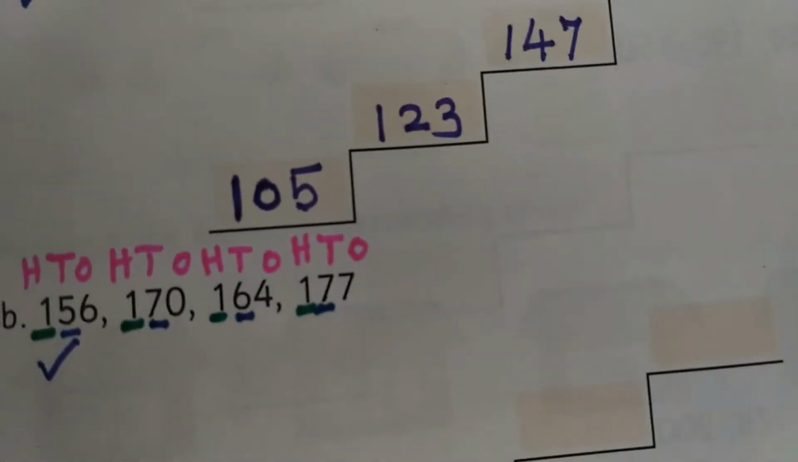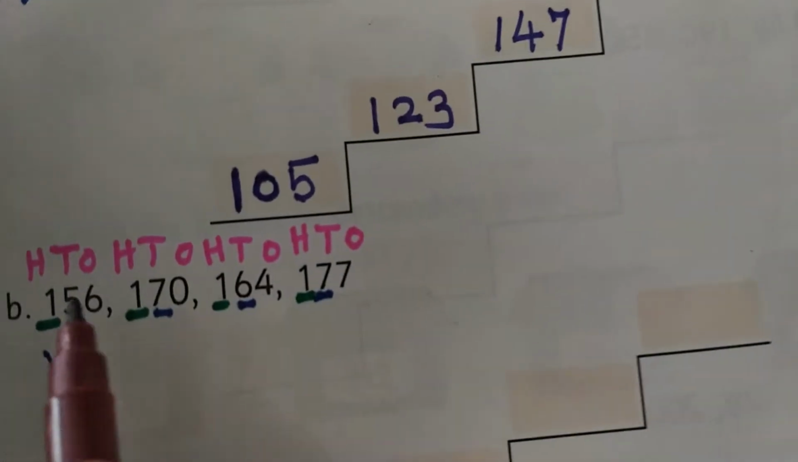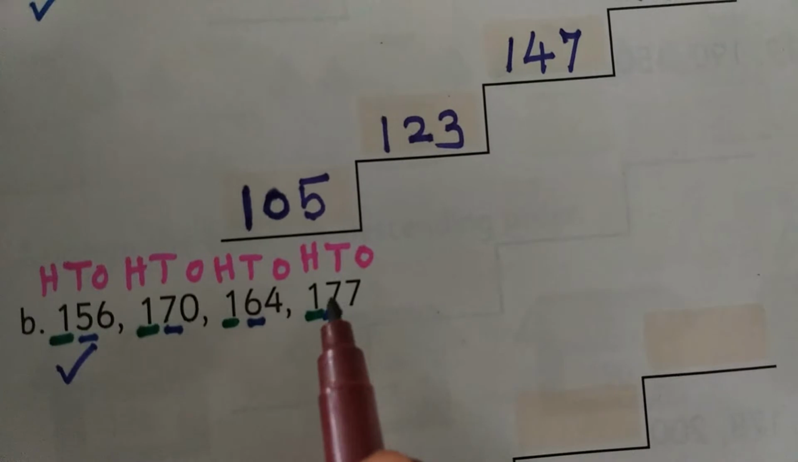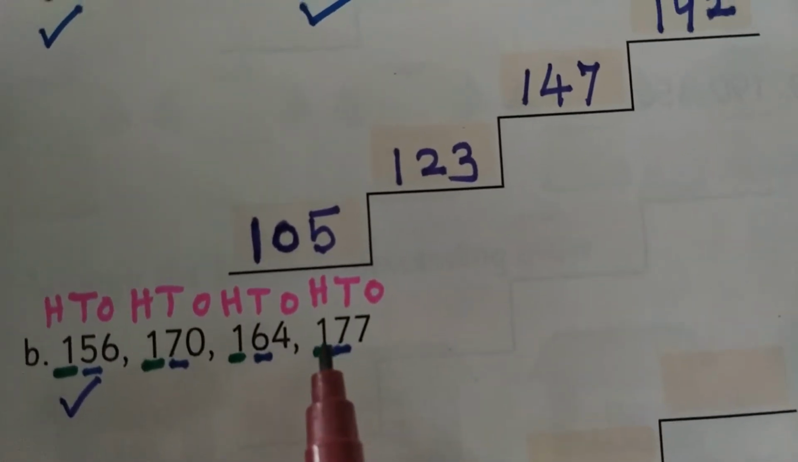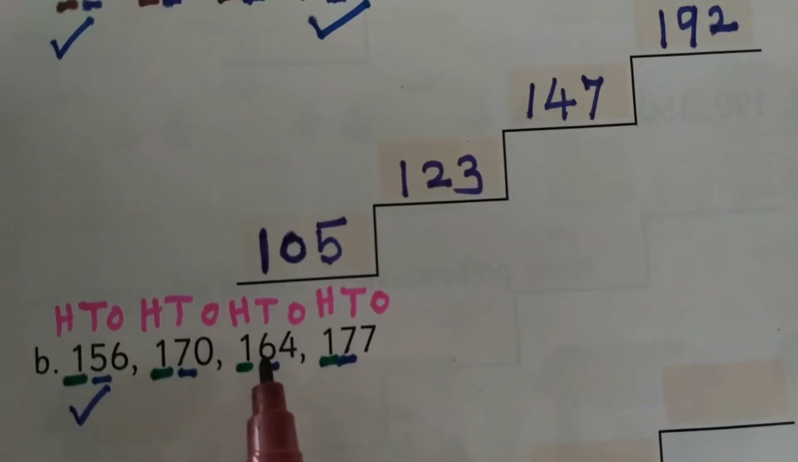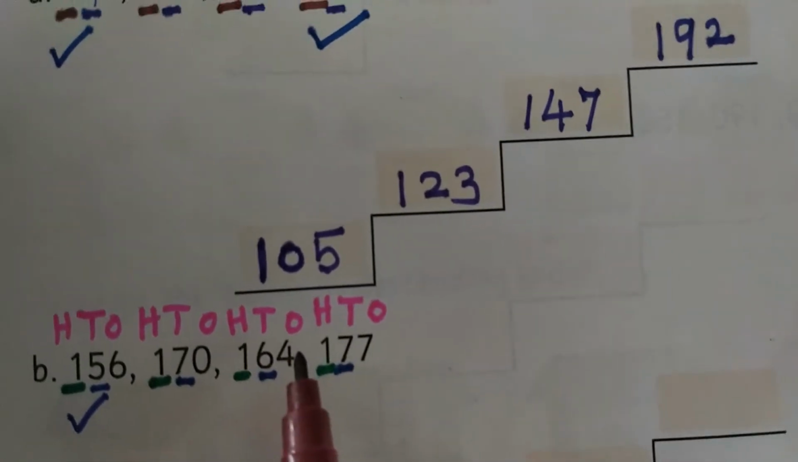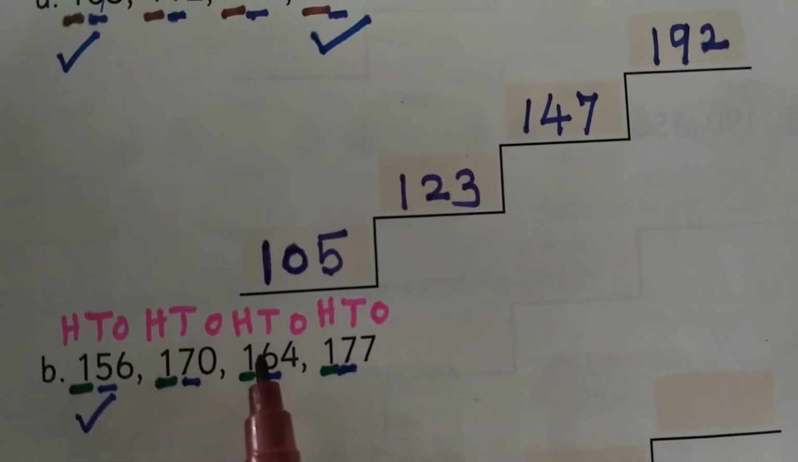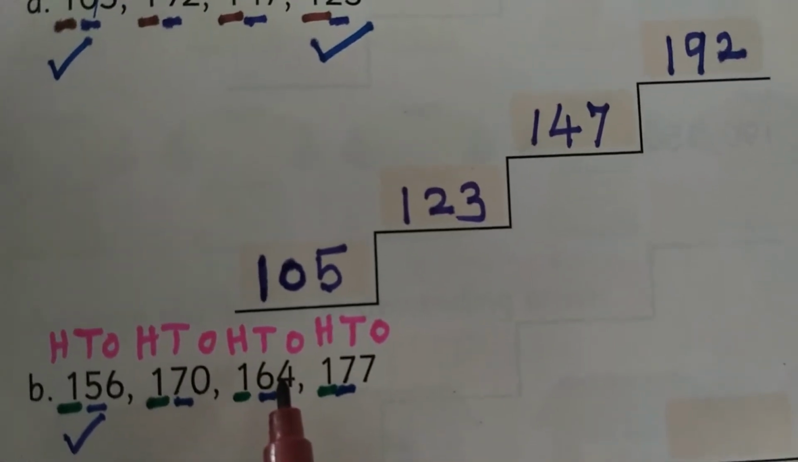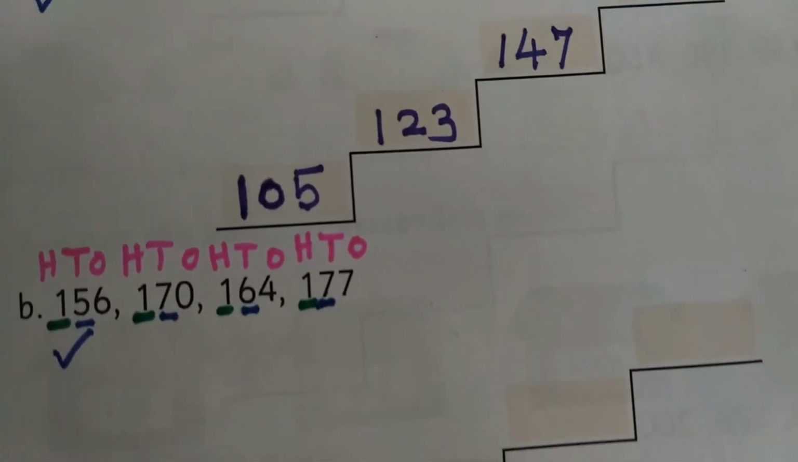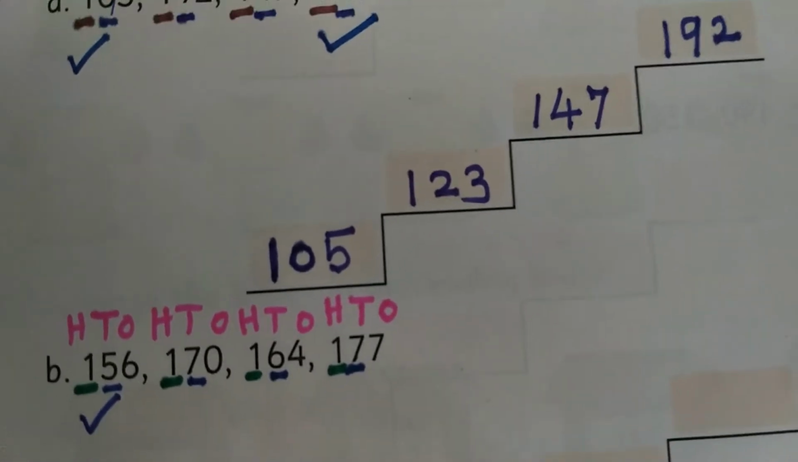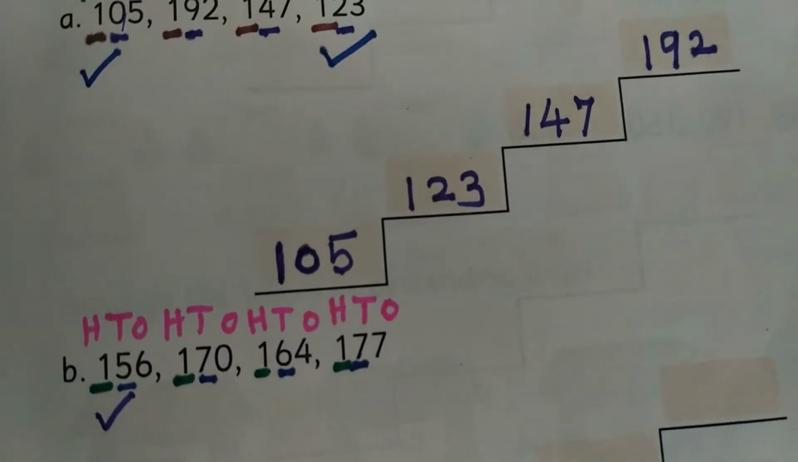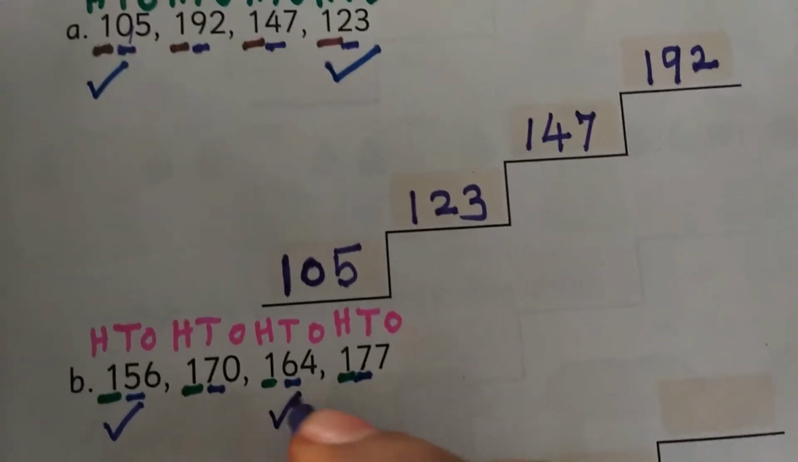Okay. Yes. Now for these two numbers we have 7 tens. And the third number we have 6 tens. So which is small number children? Yes. So 6 tens is a small number. Okay. So 164 is a smaller number. So that you want to take and write second one. Okay. 164.